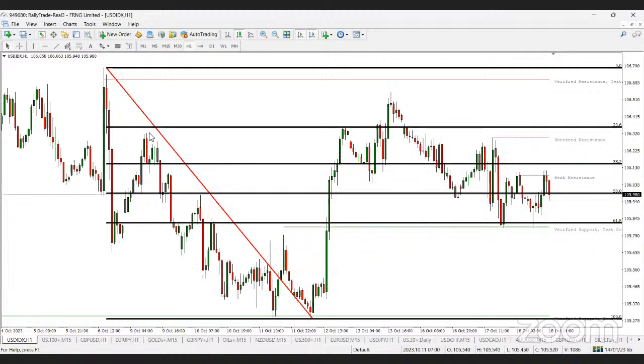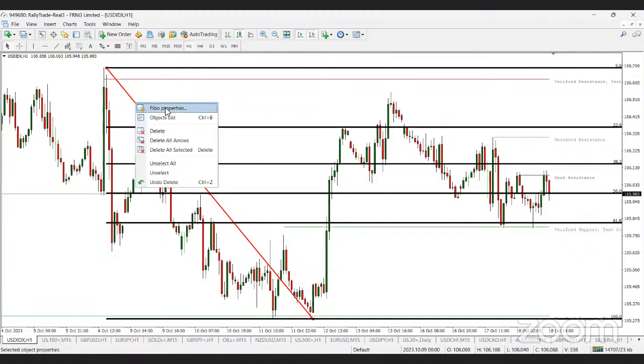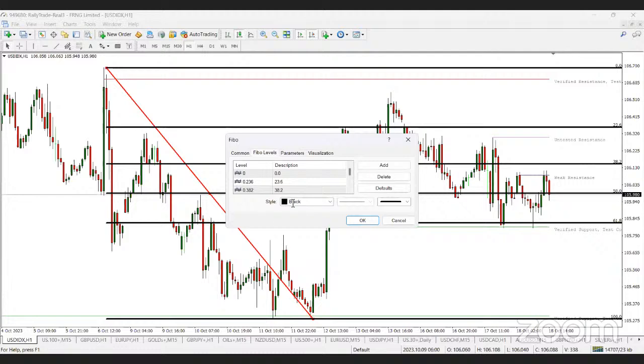Someone was asking about the color. If you want to change anything about your Fibonacci, just double tap this line here, or right click on it and select Fibo properties, and then you can change the color. You can see mine is black. You can change it to the color that you want.